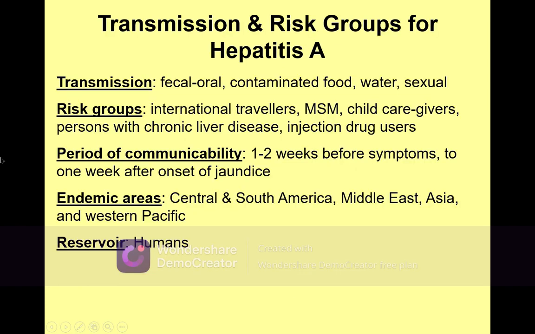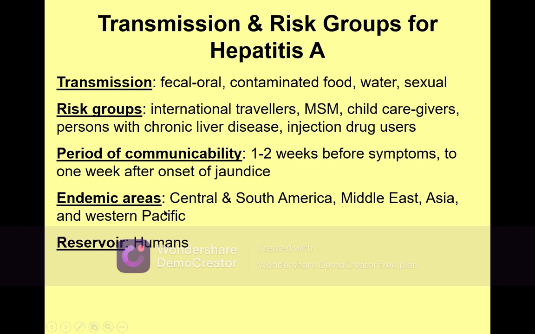Transmission is by fecal-oral contamination: the water, sexual, finger, and fecal route, and flies, the five Fs. These are the modes of transmission. The risk groups are international travelers, child carers, and those associated with them. It may also be caused by sexual routes, and by illegal sexual practices, and injection drug users definitely. The period of communicability is within the first 2 weeks; it is a highly infectious disease.